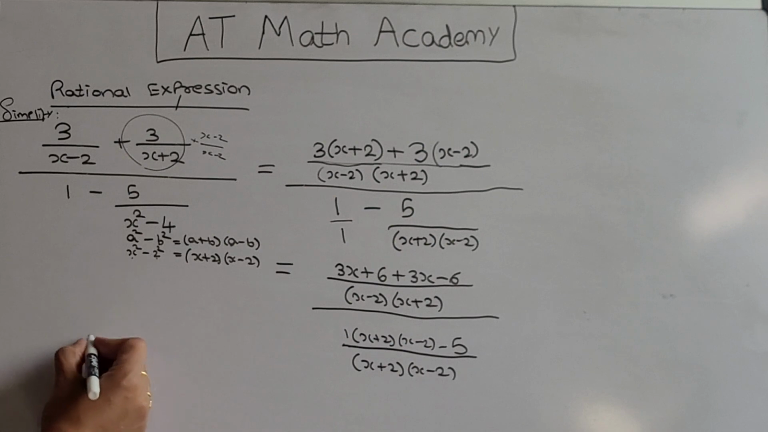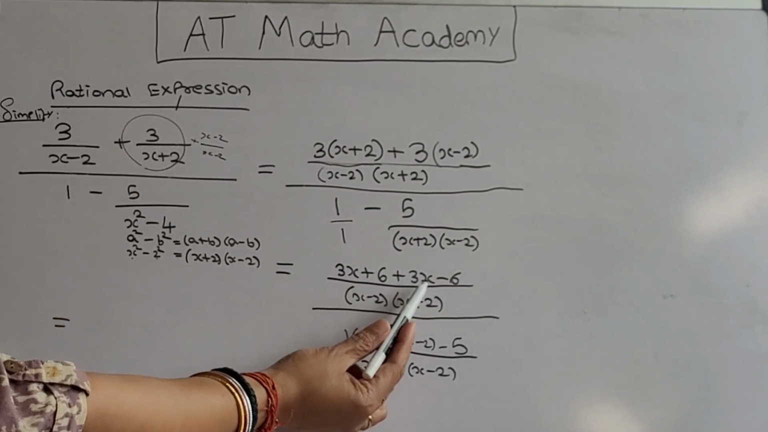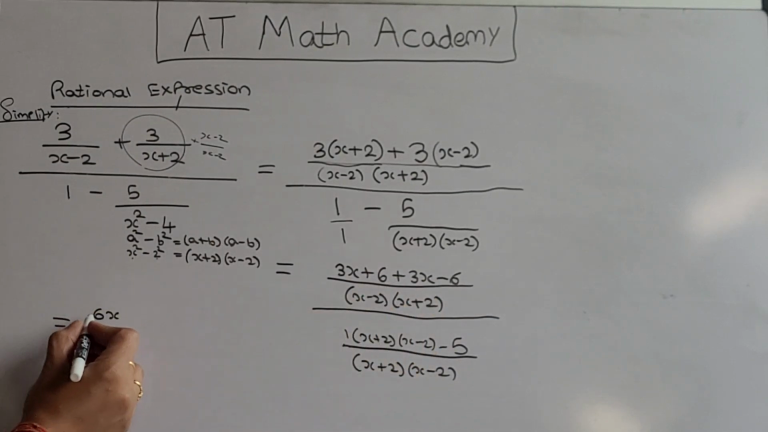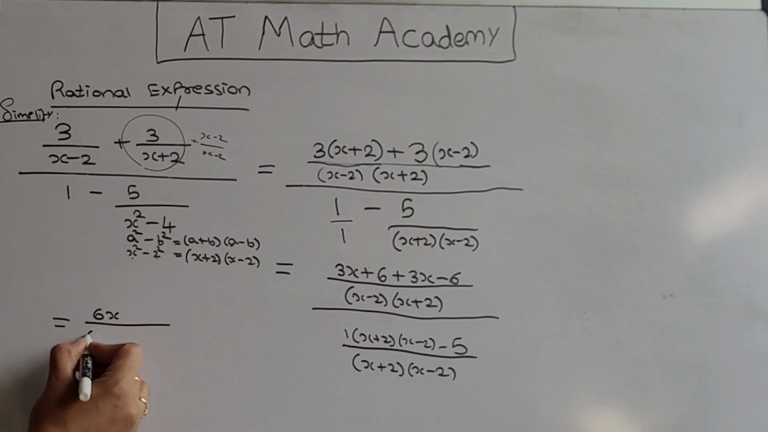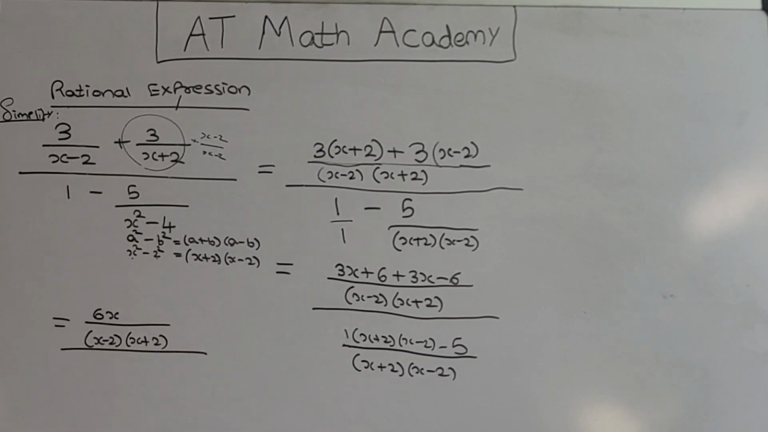Now moving forward, when you simplify further and add the like terms, 3x plus 3x is 6x, and 6 minus 6 is 0. I'll be left over with x minus 2 into x plus 2. And for the denominator, 1 into x plus 2 into x minus 2, I can write it as x plus 2 into x minus 2, minus 5 by x minus 2 into x plus 2.